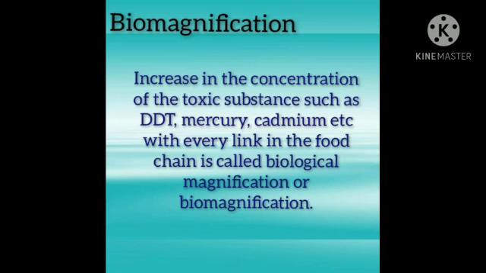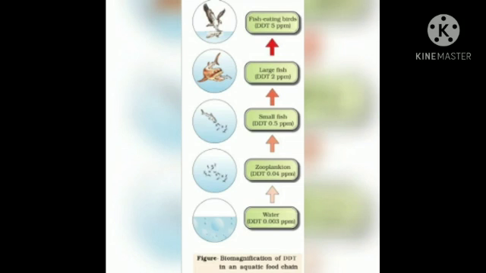Increase in the concentration of toxic substances such as DDT, mercury, cadmium, etc. with every link in the food chain is called biological magnification or biomagnification. Biomagnification of DDT. DDT concentration at different trophic levels. In zooplankton, DDT concentration is 0.04 ppm. In small fish, 0.5 ppm. In large fish, 2 ppm, and finally in eagles there is 25.0 ppm.